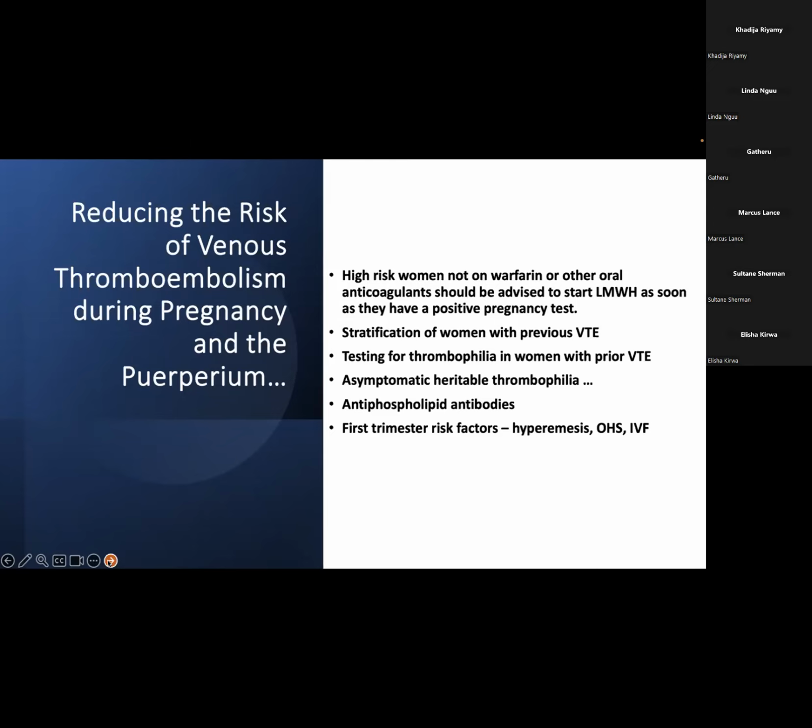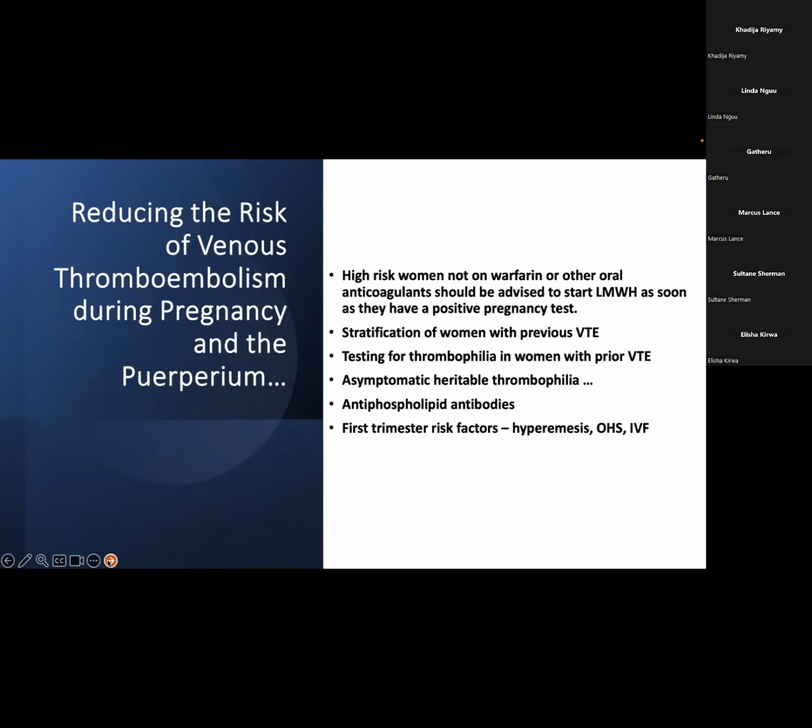Stratification of women with previous VTE is important. Testing for thrombophilia in women with prior VTE is important. Asymptomatic heritable thrombophilia may just appear. And of course, many times in pregnancy, you want to test for antiphospholipid antibodies. This is very common when patients have infertility issues and they tend to be tested for antiphospholipid antibodies. And this is something, as an anesthetist, you should be keen on.